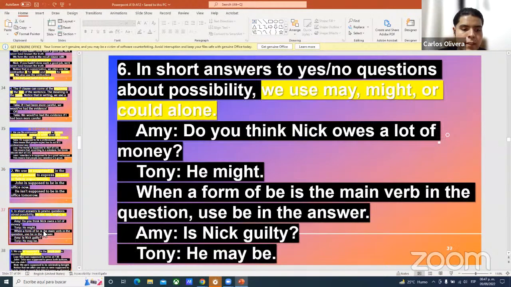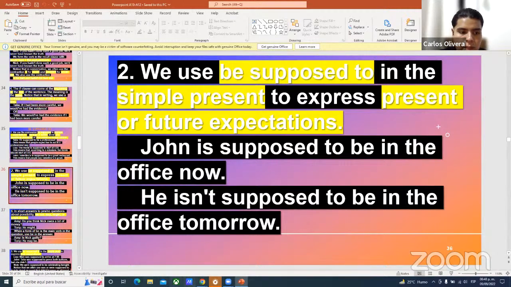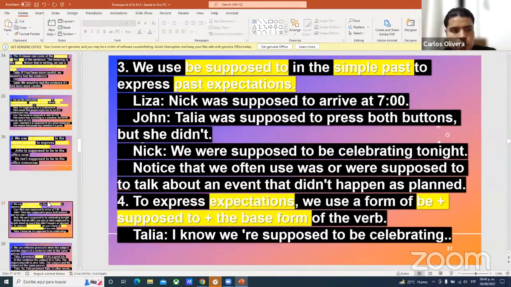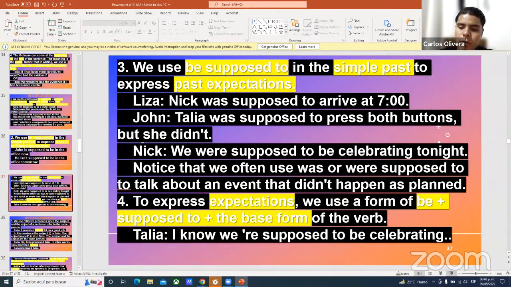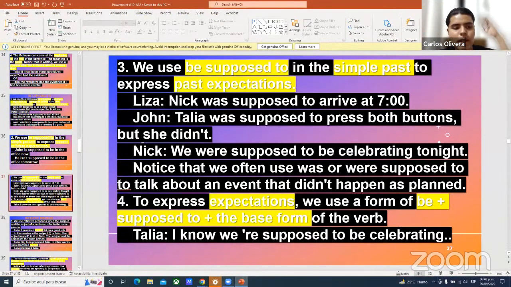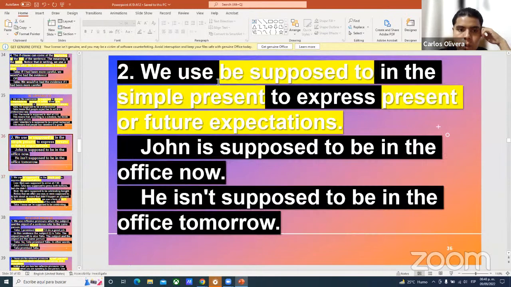And before we do that, let's get this one as well. Okay, fantastic. And number 3, before I explain this a little bit further, we use be supposed in the simple past to express past expectations. For example, Nick was supposed to arrive at 7. Talia was supposed to press both buttons, but she didn't. So let me explain this now. Let's go with the first one.